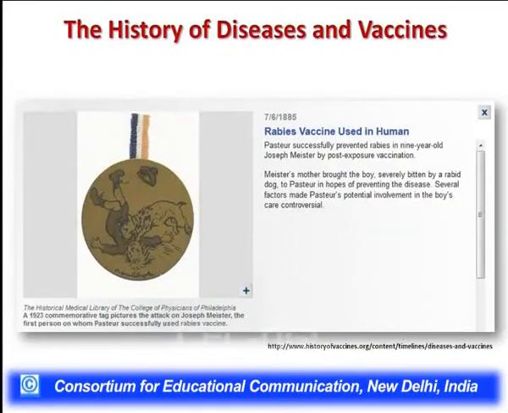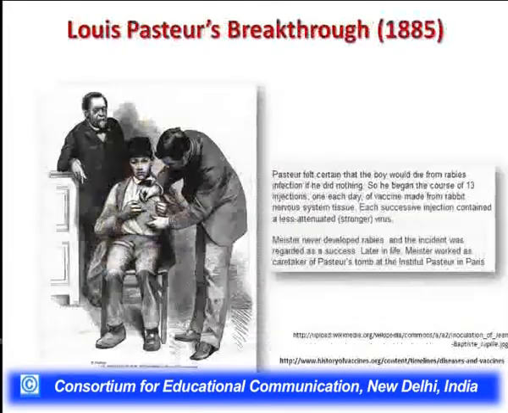Now, the rabies vaccine also came into the picture in the year 1885. Pasteur successfully prevented rabies in a 9-year-old boy, Joseph Meister. Meister's mother brought the boy, who was severely bitten by a rabid dog. Pasteur, in hopes of preventing the disease, gave post-exposure vaccines to that boy, and the boy got well from that vaccine. So the rabies vaccine also came into the picture.